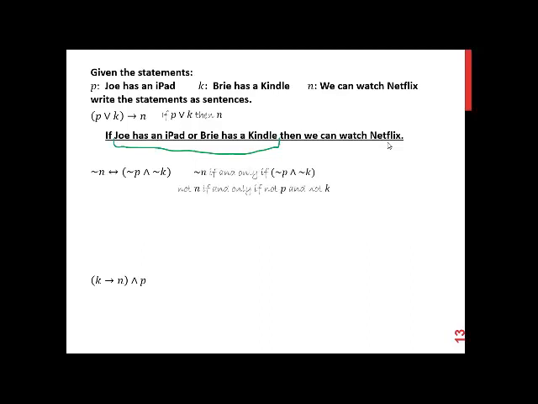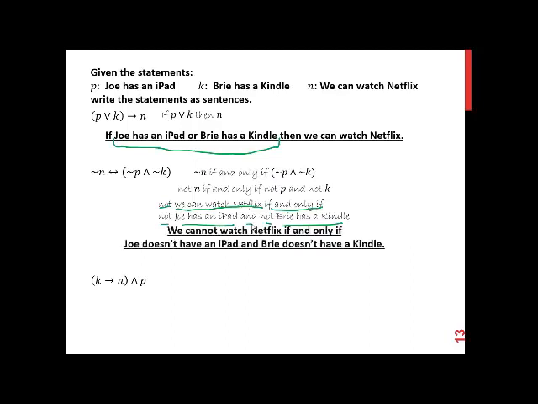So, not, we can watch Netflix, if and only if, not, Joe has an iPad, and not, Bree has a Kindle. Bad English, but that's what this literally says when we translate it. And to put it in nice English, we cannot watch Netflix if and only if Joe doesn't have an iPad and Bree doesn't have a Kindle.